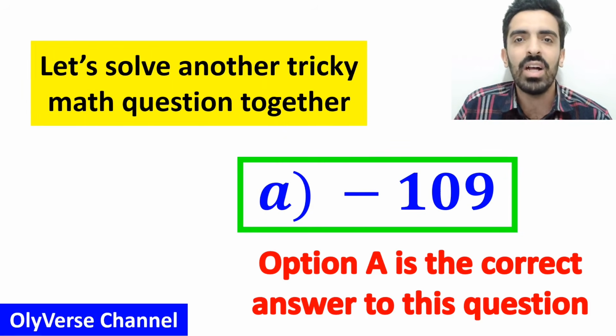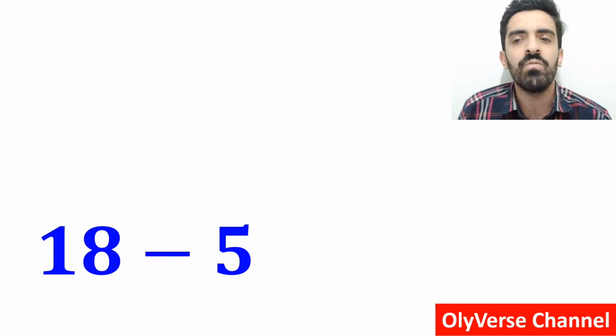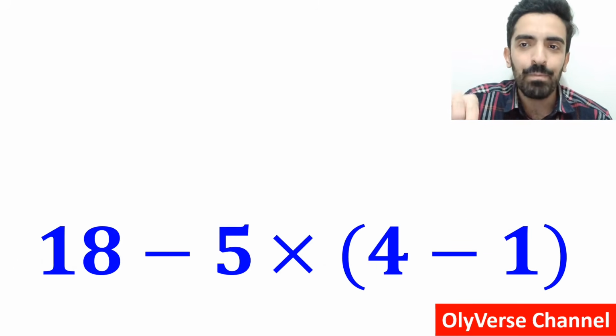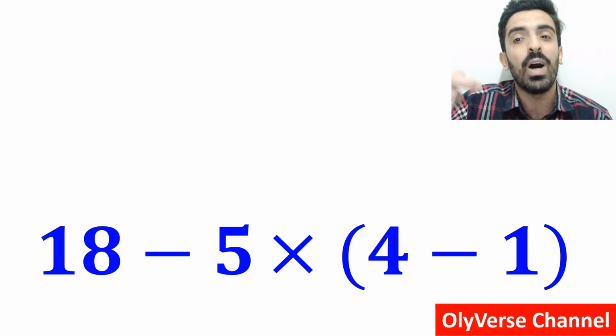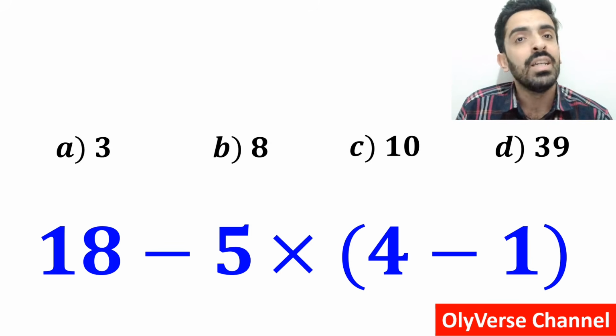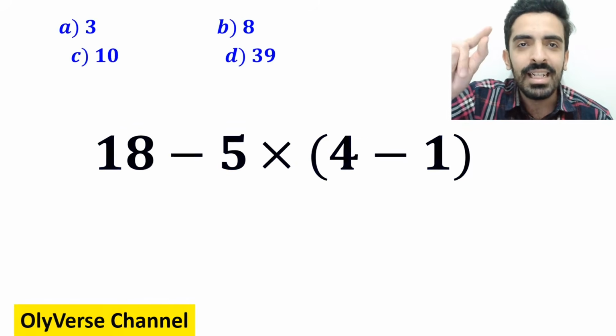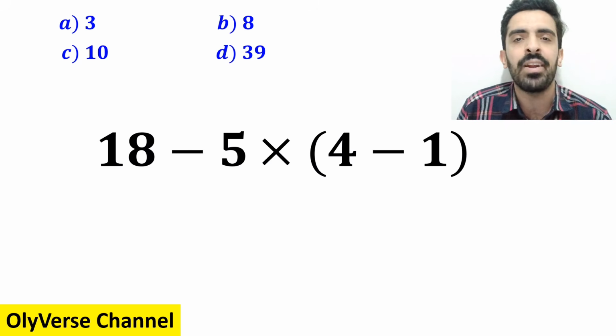Alright, now let's solve another tricky math question together. What is the value of the expression 18 minus 5 multiplied by open parentheses 4 minus 1 close parentheses? Which option do you think is the correct answer to this question? Let's take a closer look and solve it together.